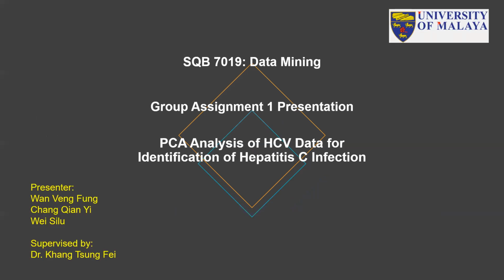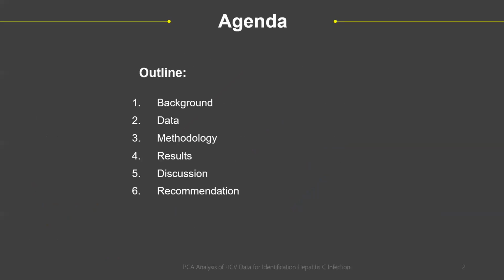The title of our presentation is PCA analysis of HCV data for identification of hepatitis C infection. Our group members include Wan Wenfeng, Chang Qianyi, and Wei Silu. Our presentation consists of 6 parts: background, data, methodology, results, discussion, and recommendation.